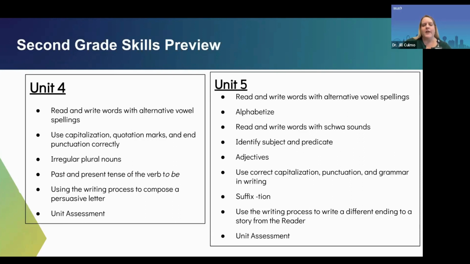In Skills Unit 5, students are introduced to spelling alternatives for vowel sounds and the schwa sound. Students practice chunking phonemes as a means of reading multisyllabic words. They review grammar skills, learn about adjectives, and practice identifying the subject and predicate in a complete sentence. Additionally, students continue to work on narrative writing by rewriting an ending to a story from their student reader.